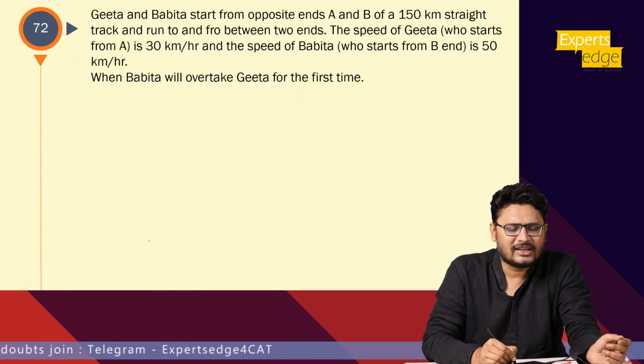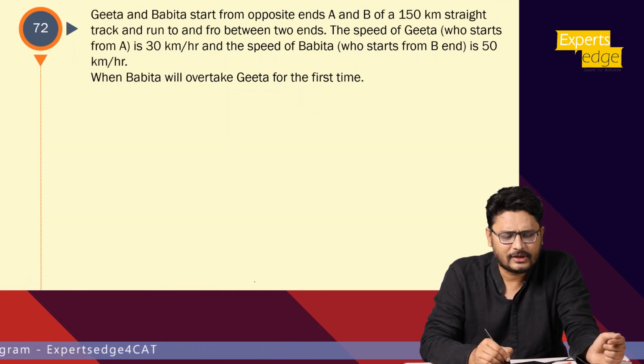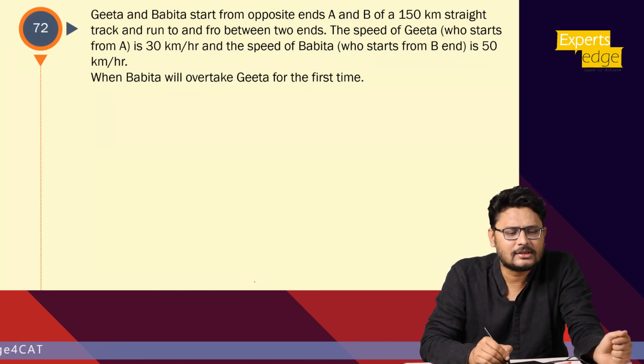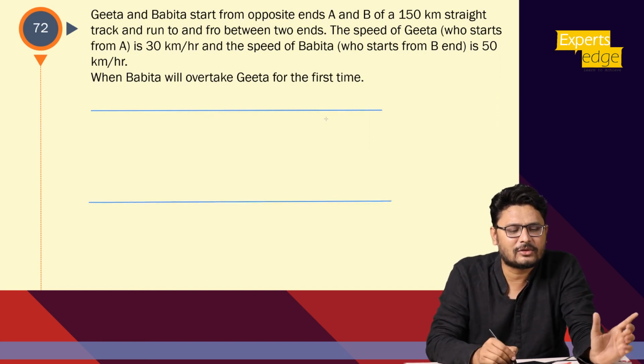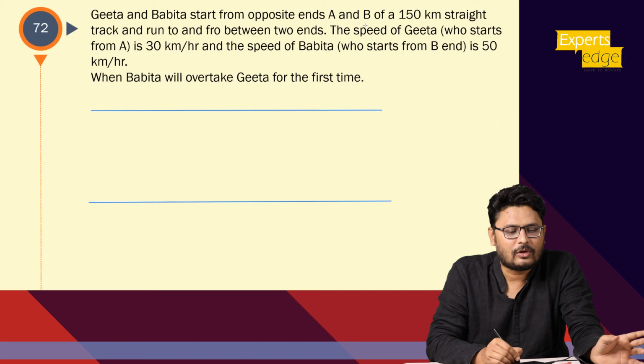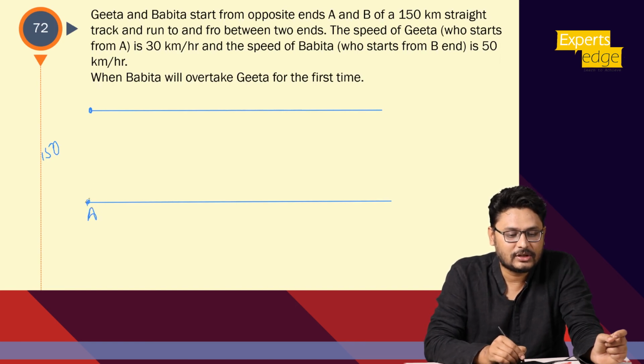Okay, so again a recent mock question, similar sort of. My intention is to give you ample practice. Whenever there is such a to and fro question, don't think of theory, just make a small diagram and you'll surely get some clue out of it. So Geeta and Babita start from opposite ends, 150, so this is 150. The one who starts from A is Geeta and the one who starts from B is Babita.